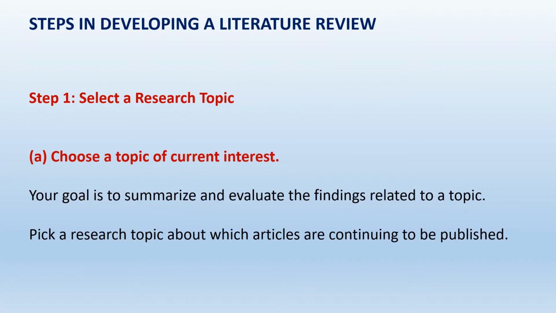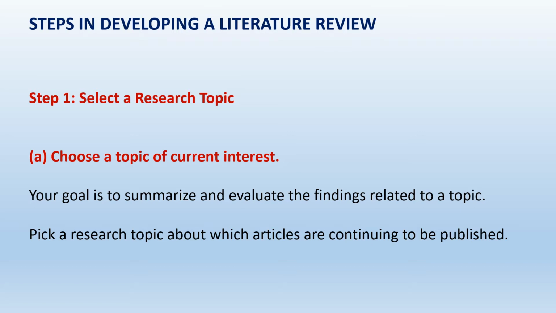Okay, these are the steps in developing a literature review. First step is select a research topic. You have to choose a topic of current interest. The goal is to summarize and evaluate the findings related to that topic. Pick a research topic about which articles are continuing to be published. You just Google the research topic and look for the articles published related to that topic.